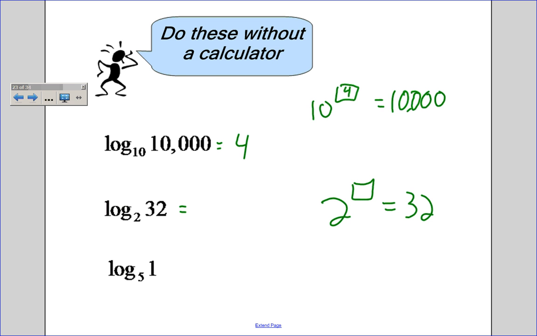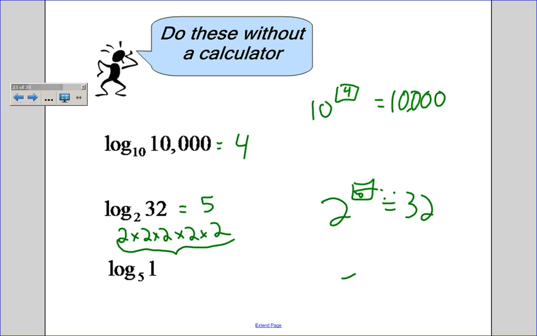Log base 2 of 32, we're saying 2 to which power is equal to 32? Well, 2 times 2 is 4, times 2 is 8, times 2 is 16, times 2 is 32. So there were 5 2's I multiplied together. So 2 to the fifth will be 32.